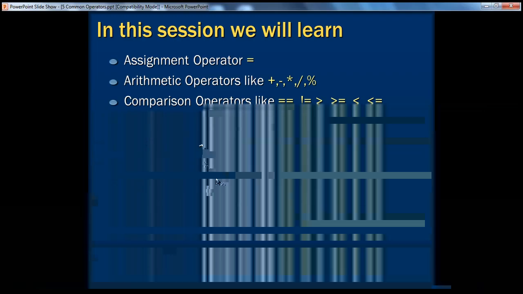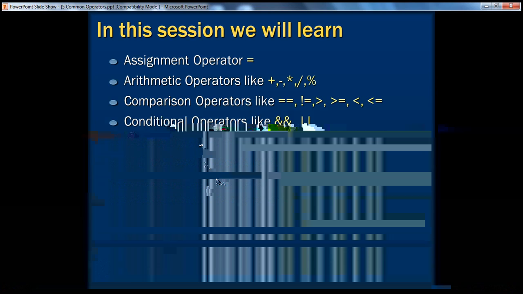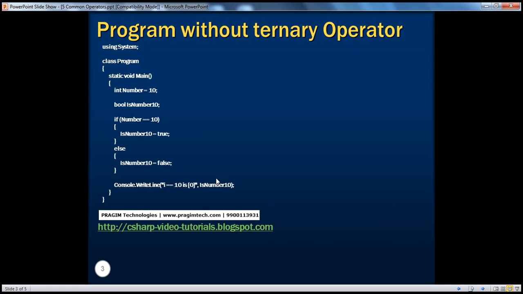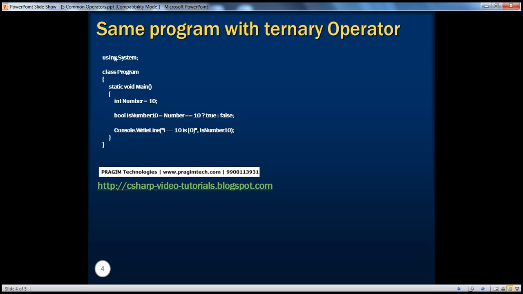The null coalescing operator, we will talk about in a later session when we talk about nullable data types in C#. We need to understand nullable data types first, and then we will talk about the null coalescing operator. And we have seen this example in a demo: without the ternary operator we have to write so many lines of code, but with the ternary operator the program size is relatively much smaller.